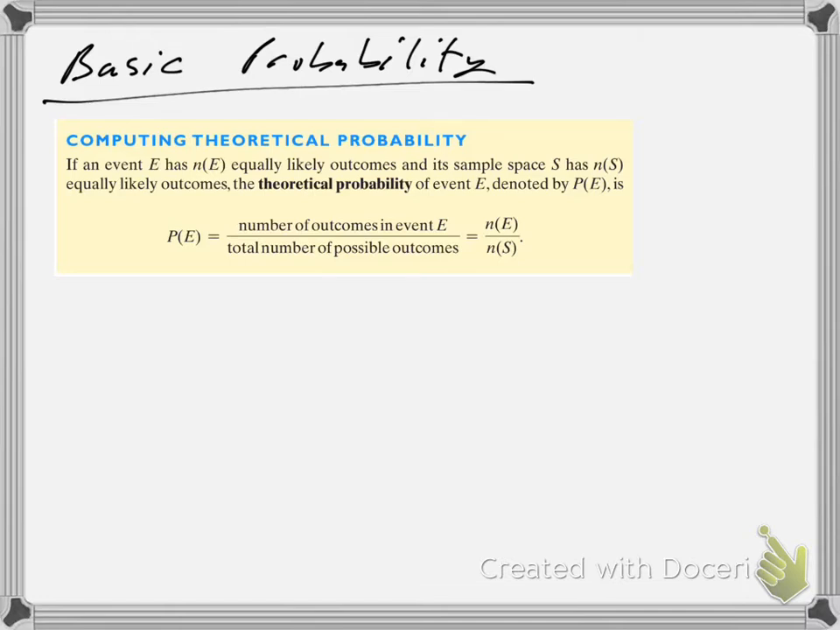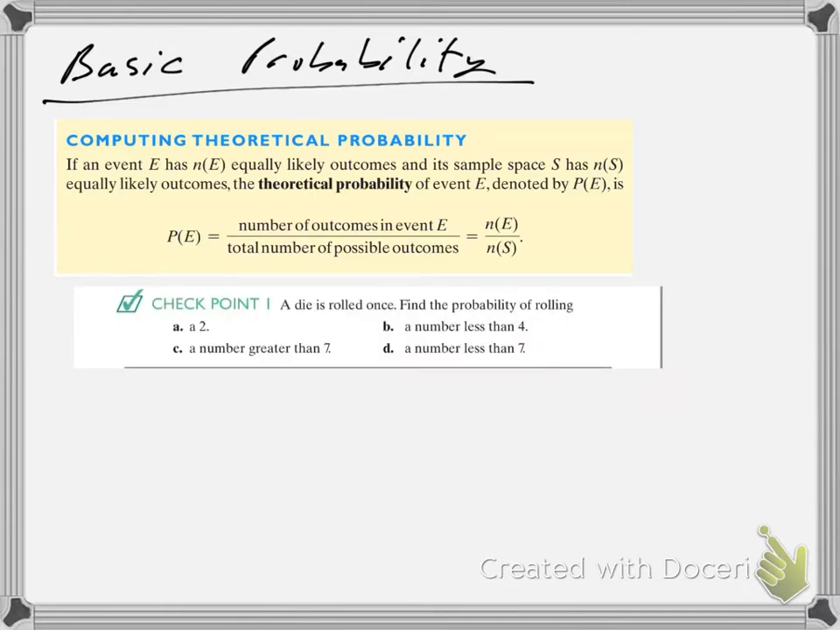So let me pull up an example. Here we go. A die is rolled once, find the probability of rolling a 2. So let's go with that. Well, the number of desired outcomes, that's the number in the sample space, would be 1. There's only 1 two. And there's 6 sides. So 1/6. That's an easy one.